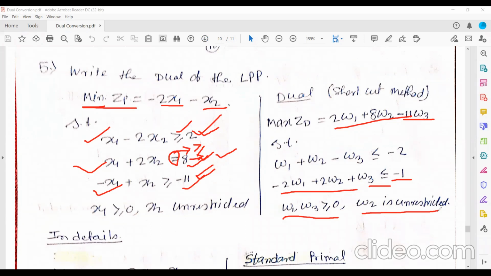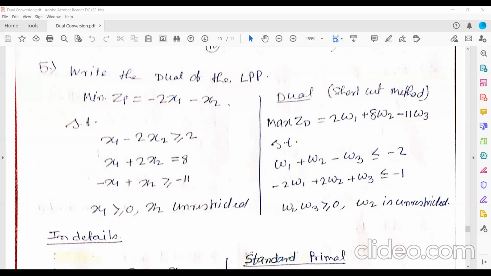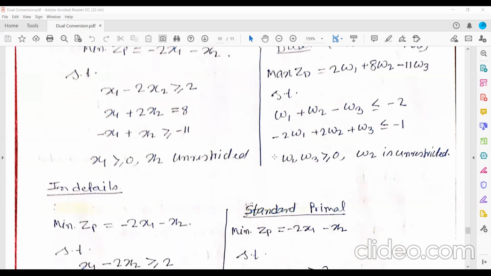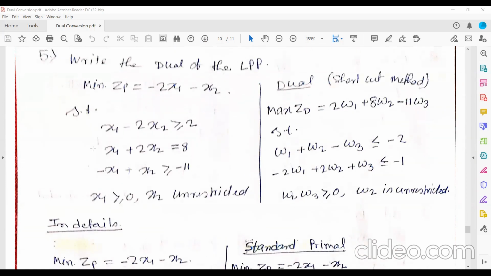Because the second constraint has an equality sign, W2 will be unrestricted. And if you go through the details of this LPP, this is not in a standard primal. So first you convert it into a standard primal. There is no problem with this constraint and no problem with this constraint. The problem is with this constraint only.